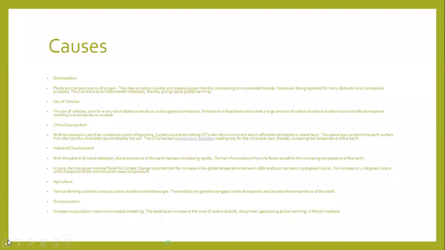Industrial development. With the advent of industrialization, the temperature of the Earth has been increasing rapidly. The harmful emissions from the factories add to the increasing temperature of the Earth. In 2013, the Intergovernmental Panel for Climate Change reported that the increase in the global temperature between 1880 and 2012 has been 0.9 degrees Celsius. The increase is 1.1 degrees Celsius when compared to the pre-industrial mean temperature.